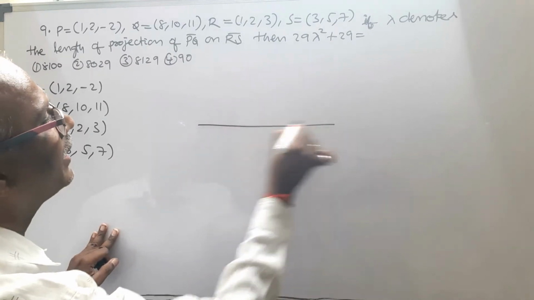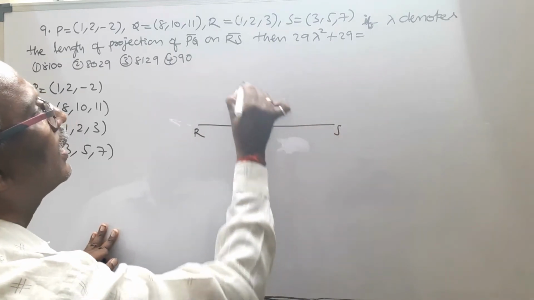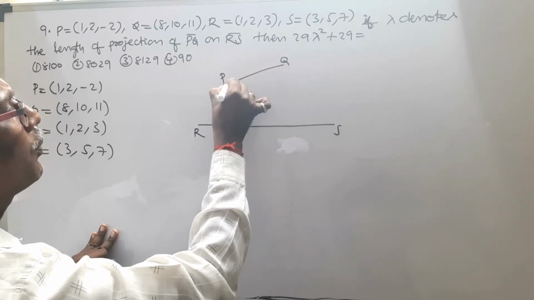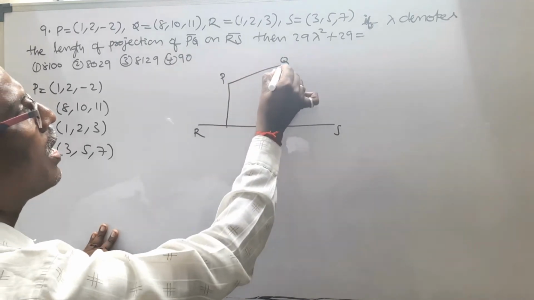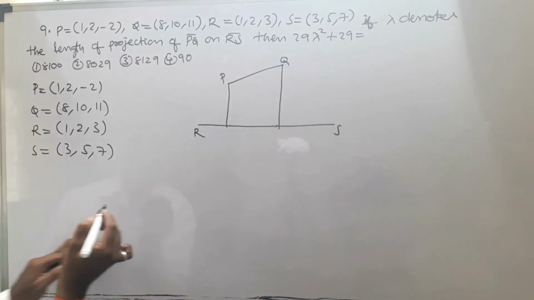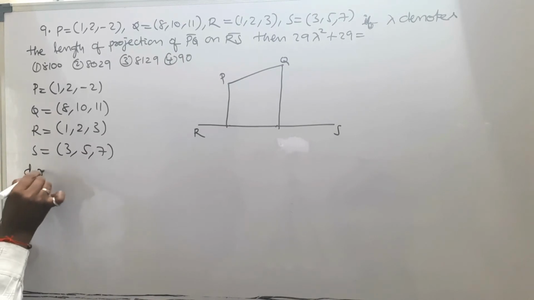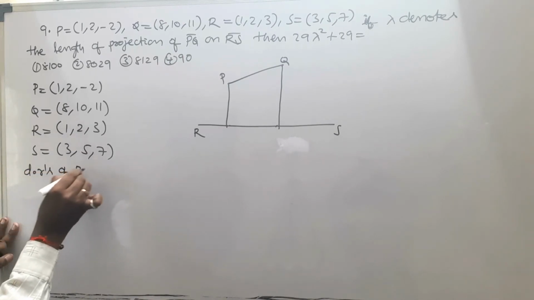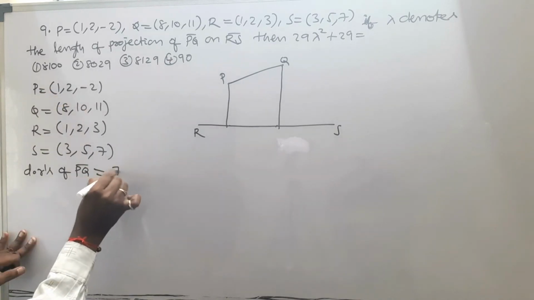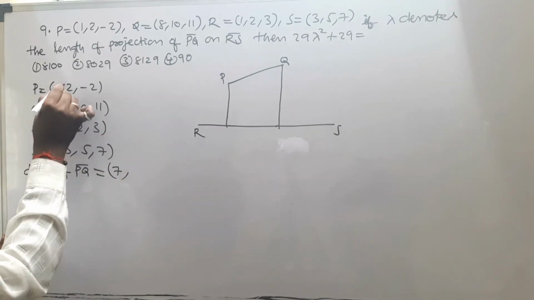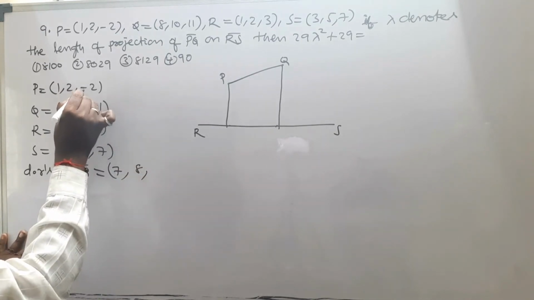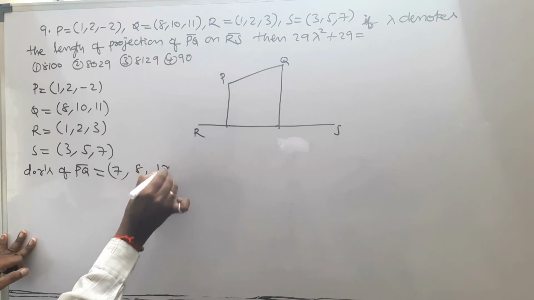This is the line RS. Here this is the line segment PQ. The length of projection of PQ on RS, this length is called lambda. To find this value, here the DRs of PQ: 8 minus 1 is 7, 10 minus 2 is 8, 11 minus of minus 2, that is 11 plus 2, is 13.